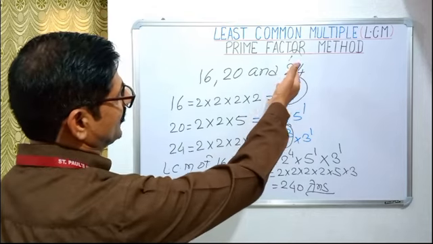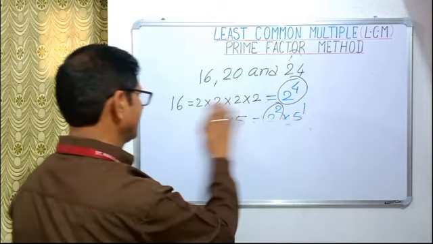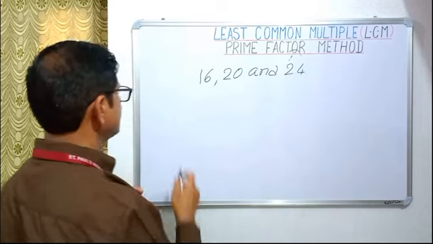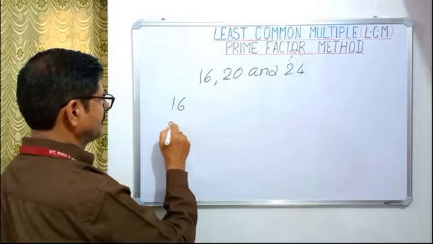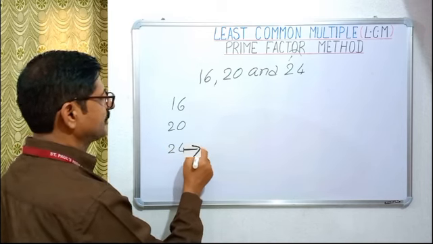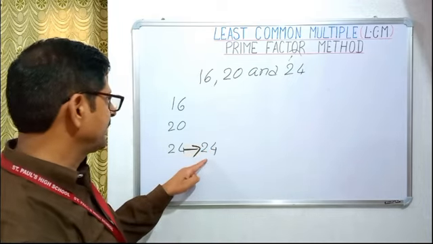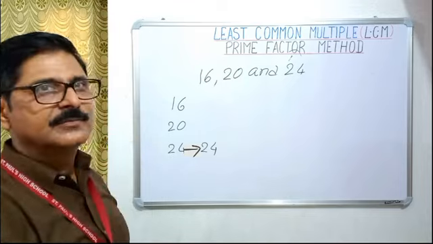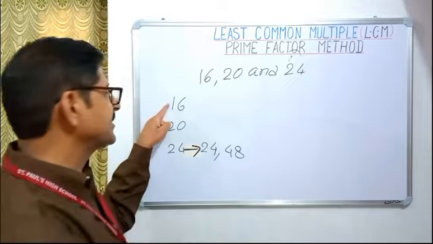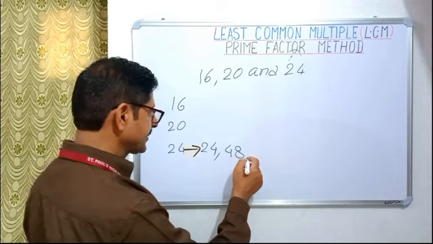We will start writing the multiples of the largest number first. 16, 20, 24. First product, 24. 24 ones are 24. This 24 is divisible neither by 16 nor by 20. So next, 24 twos are 48. 48 is divisible by 16, 16 threes are 48, but not by 20. So next is 72.